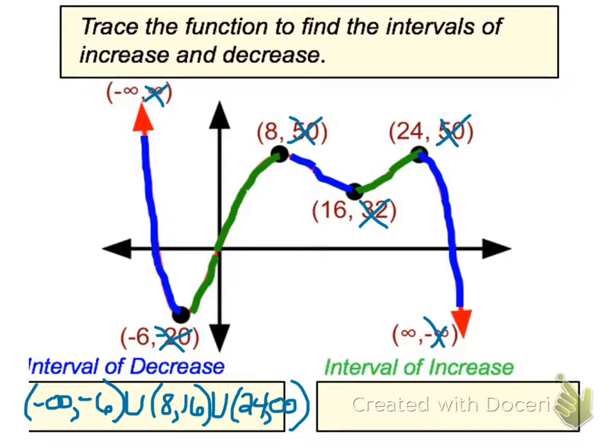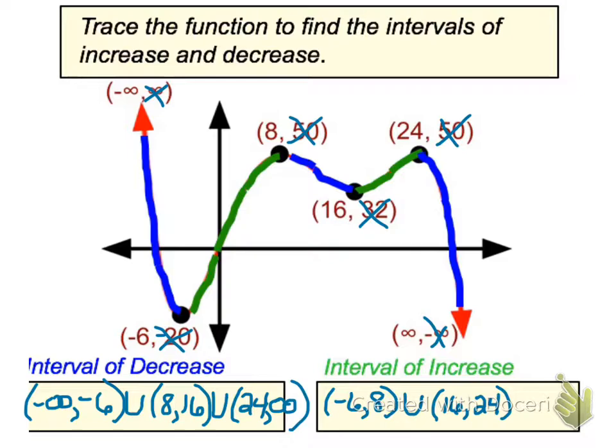The intervals of increase are noted in the green sections. And so the first one's fairly easy. You're going to start at -6 and end at 8. Then you're going to start at 16 and end at 24. And that's how you do these.